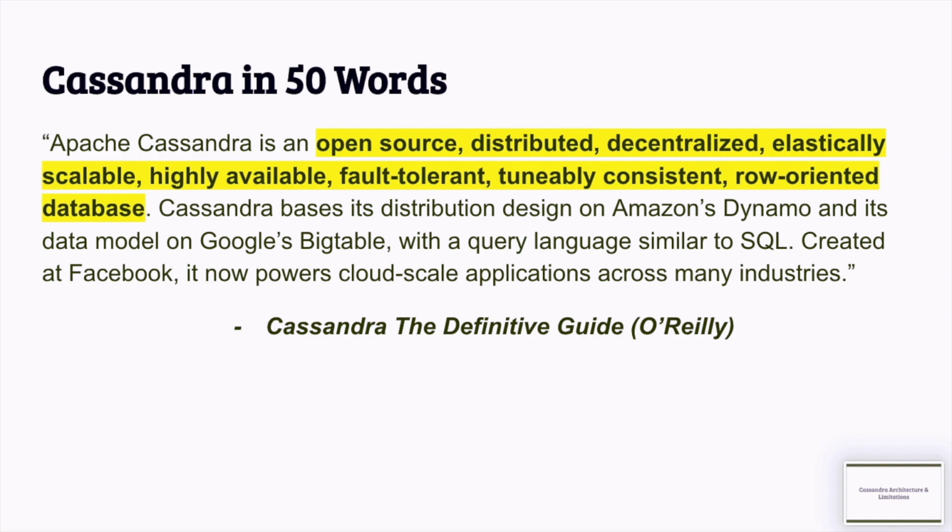But anyways, if I were to describe Cassandra in 50 words, this is how I would do it. So Apache Cassandra is an open source, distributed, decentralized, elastically scalable, highly available, fault-tolerant, tunably consistent, row-oriented database. Now that has a lot of words in it, right? But we're going to break that down into each individual part, which is kind of why I highlighted it to begin with.